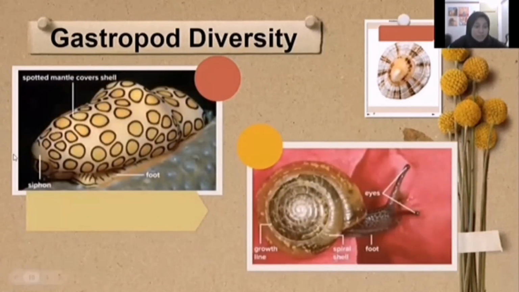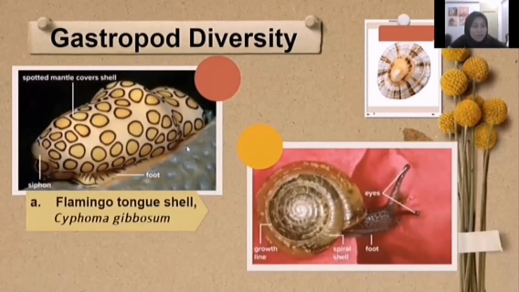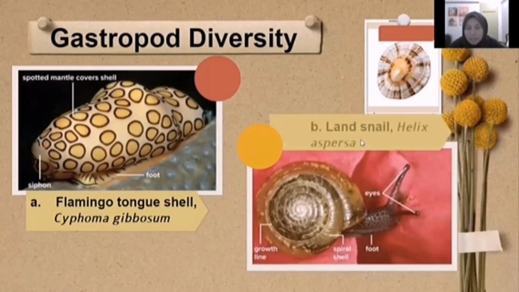As you can see in this picture, this is a flamingo tongue shell, Cyphoma gibbosum species. There are three parts on the flamingo tongue shell. The front is the siphon, the bottom is the foot, and these yellow spots are the spotted mantle. The next one is a land snail, Helix aspersa species. The two antennas on the head are its eyes, and the bottom is its foot. The shell is in a spiral shape and it has growth lines on it.